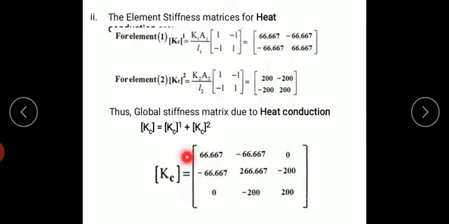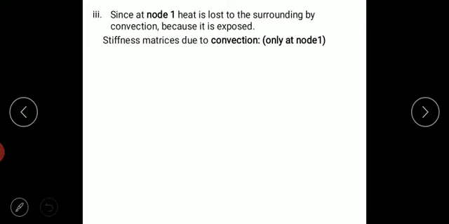If I make it global, I get this value, meaning only the mid value here, 66.66 and 200, these two values are going to add, and the remaining entries remain as they are. And where I don't have a value, like 1 comma 3 and 3 comma 1, I'll put it as 0. So now I got the global stiffness matrix for the heat conduction.